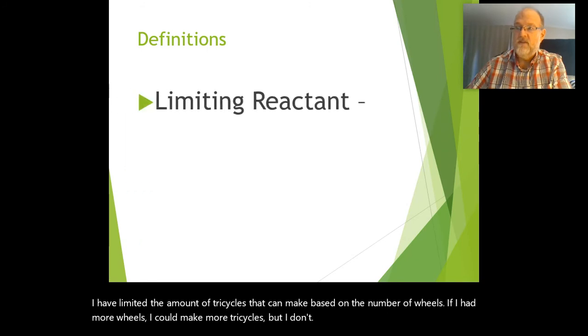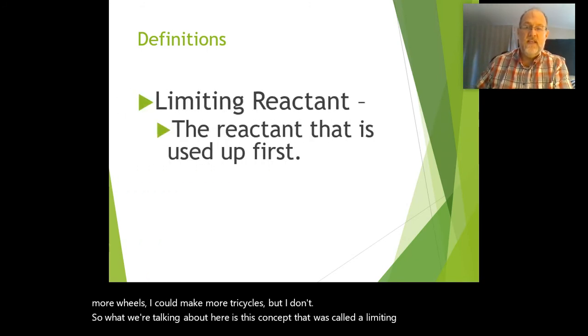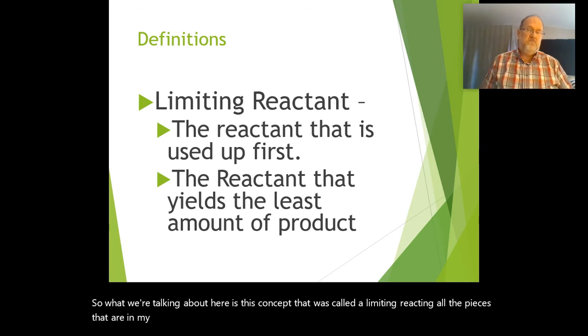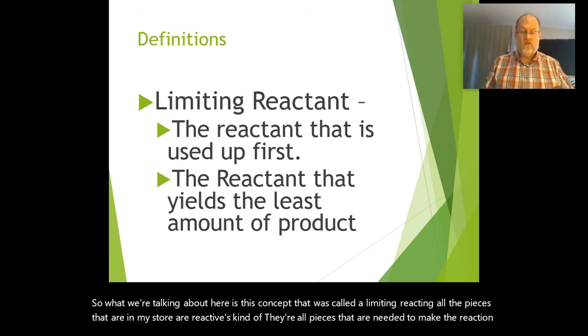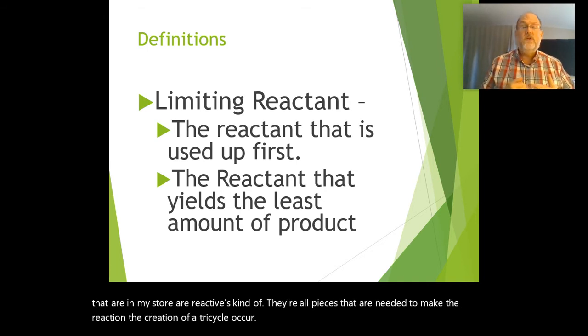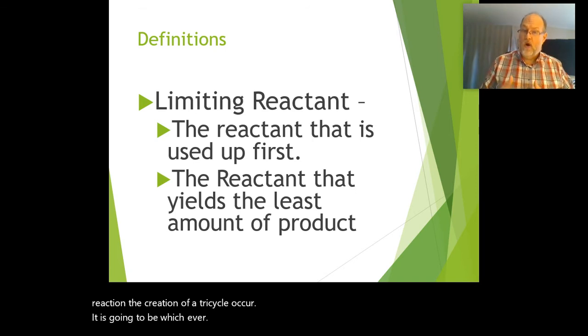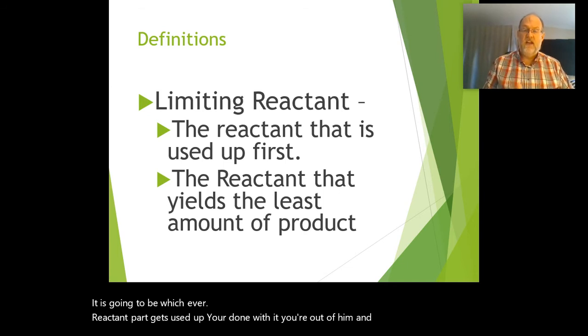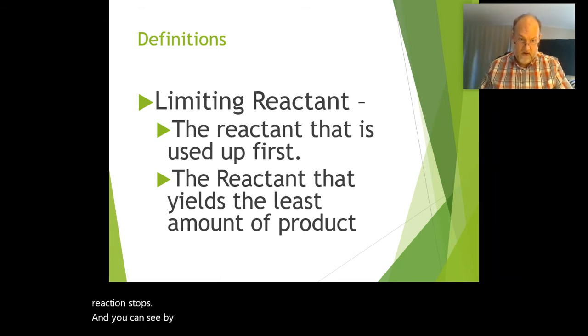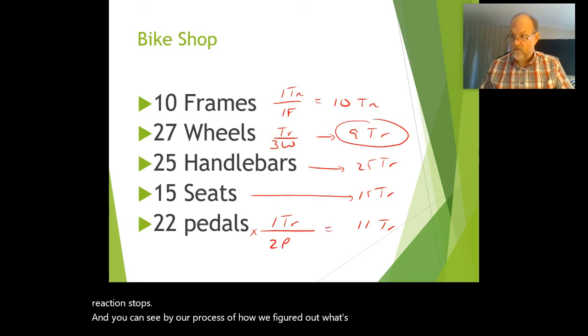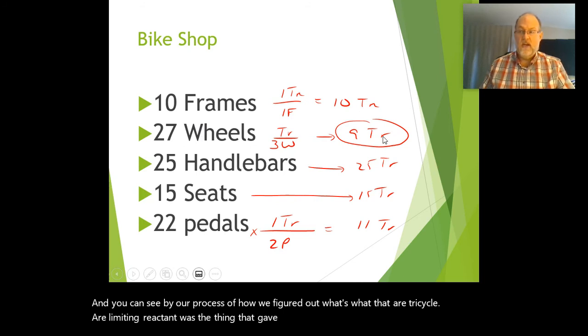So what we're talking about here is this concept of what's called a limiting reactant. All the pieces that are in my store are reactants, kind of. They're all pieces that are needed to make the reaction, the creation of a tricycle, occur. It is going to be whichever reactant part gets used up. You're done with it. You're out of them. And once that is done, your reaction stops. And you can see by our process of how we figured out what's what, that our limiting reactant was the thing that gave us the smallest number in the product. So that's what a limiting reactant is.